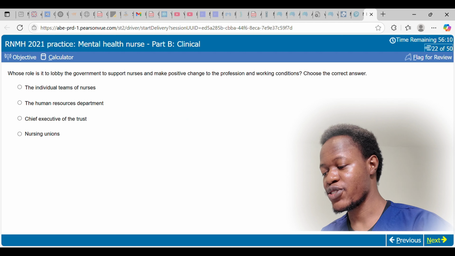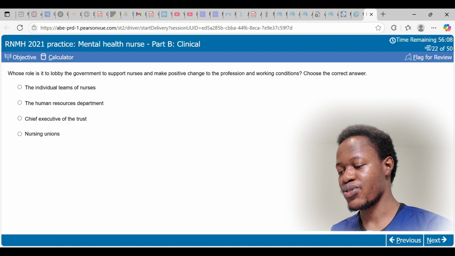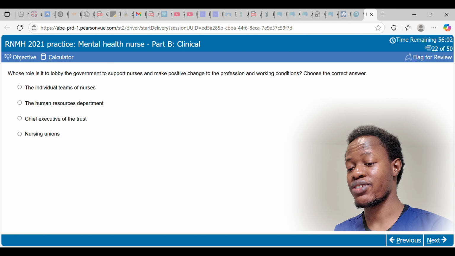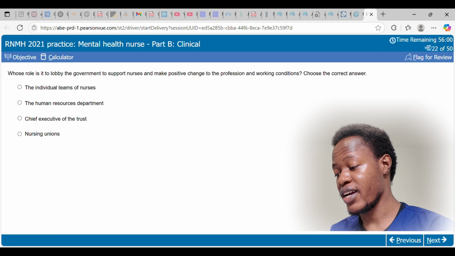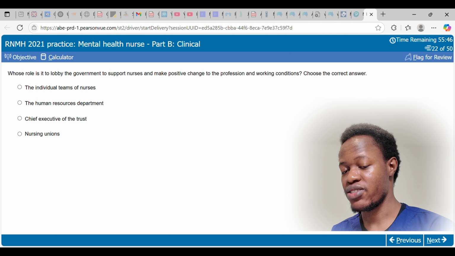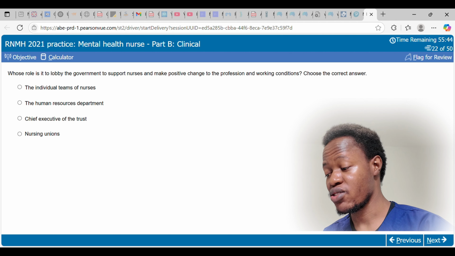Whose role is it to lobby the government to support nurses and make positive change to the profession and working conditions? Choose the correct answer. A, the individual team of nurses. B, the human resources department. C, the chief executive of the trust. And D, nursing unions. I think it should be nursing unions.